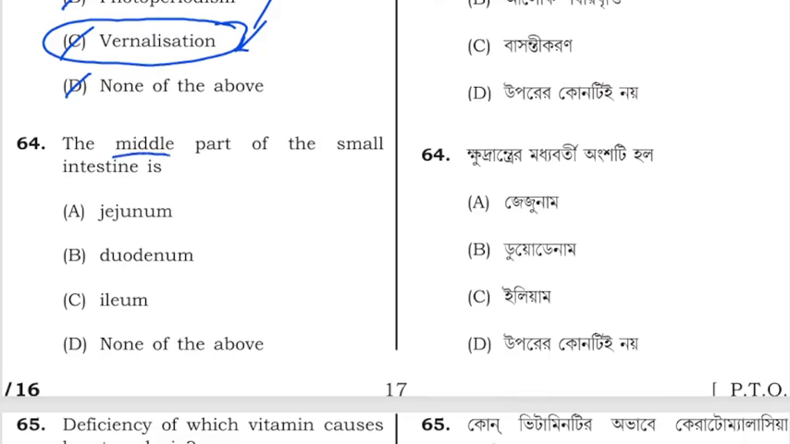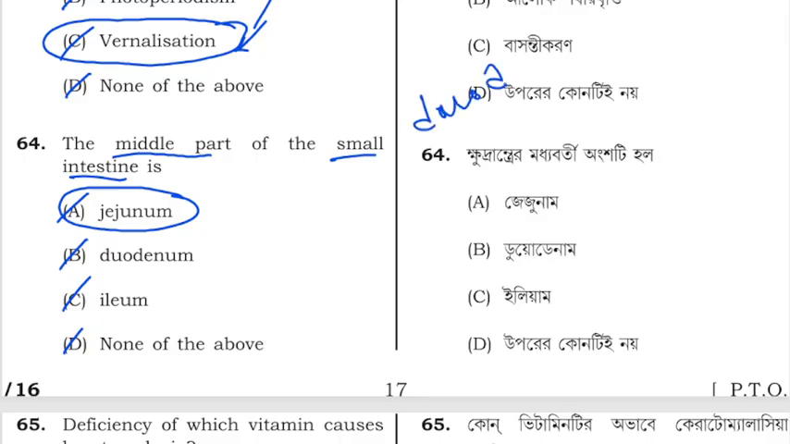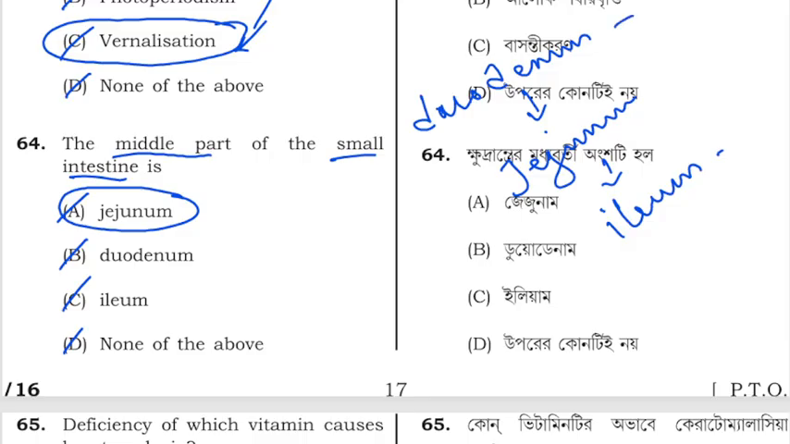Next is, the middle part of the small intestine is known as: A jejunum, B is duodenum, C is ileum, D is none of the above. So option A is correct. So the structure of the intestine, if you see, first of all duodenum, then the middle part is known as jejunum, and the end part, last part, is known as ileum. First is duodenum, then the middle part is jejunum. So the correct answer is jejunum.